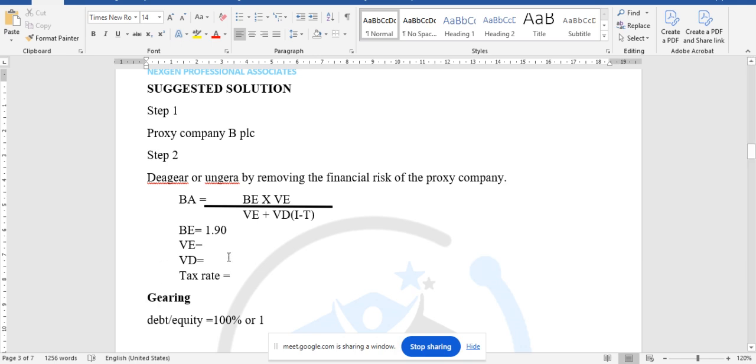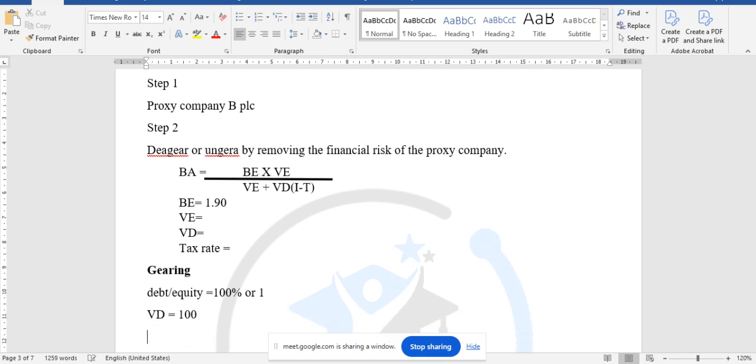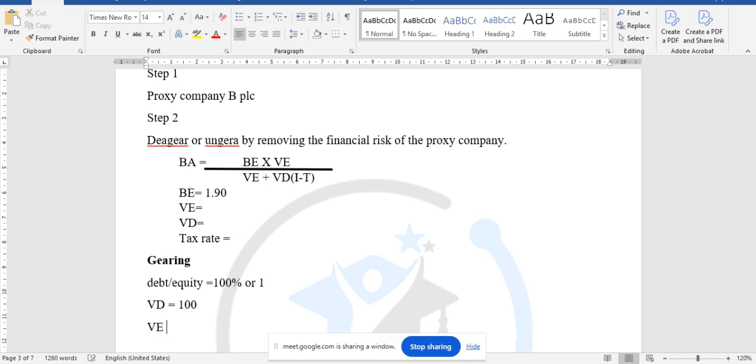So value of debt is equal to 100 or 1. Value of equity is equal to 100, because it is just 1, which is 100 divided by 100. So the tax rate is 30%. Then now you can put all these things in your formula.